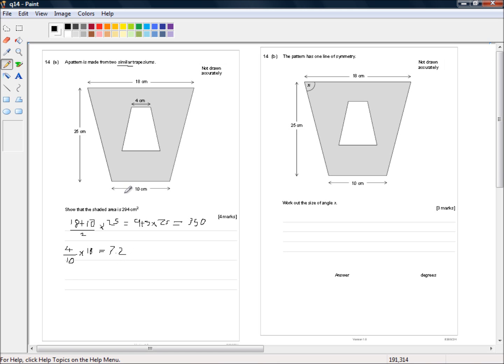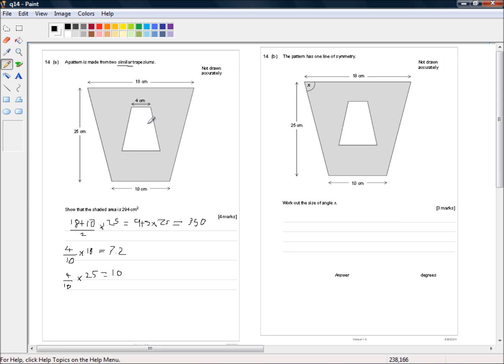Now we're looking for this length down here, which again is a scaled version of this 25 centimeters. So it's basically 4 over 10 times 25, which is fairly obviously 10. Just in case it's not obvious, 4 times 25 is 100, 100 divided by 10 is 10.